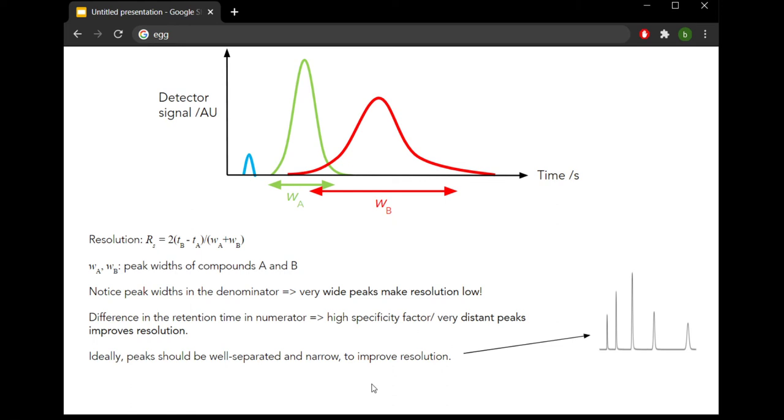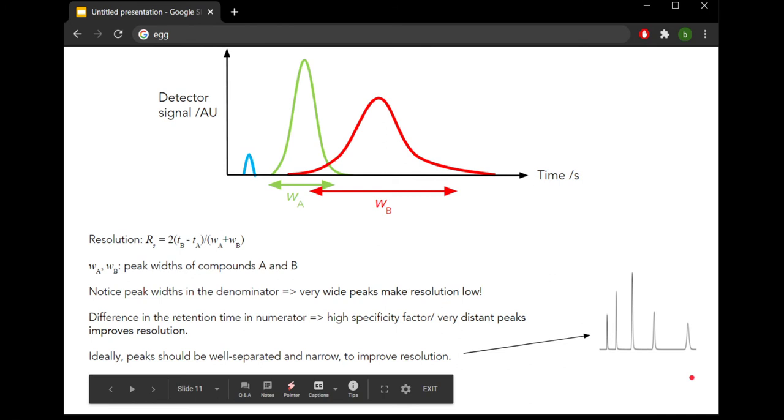But in the numerator, the bigger the difference in retention time, that is the center of each peak, the better your resolution, right? Because having much more distant peaks actually improves resolution. So ideally, we want peaks that look exactly like this, very sharp and narrow, because it's very clear that each peak is separated from each other. For example, if we take this really tall peak and this really short peak, there's no way that we can get confused between either of them because they're so well separated and distant. Whereas for this one, if our resolution is not so good, we might get confused. We might not be able to separate these two peaks.